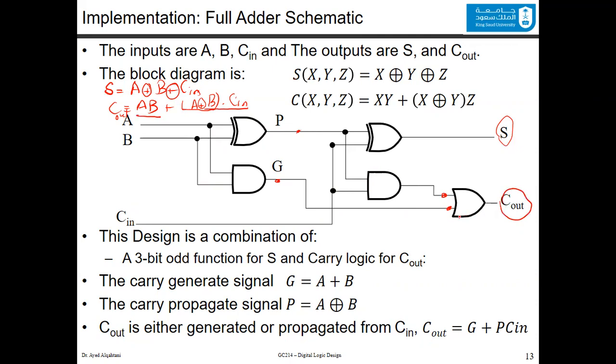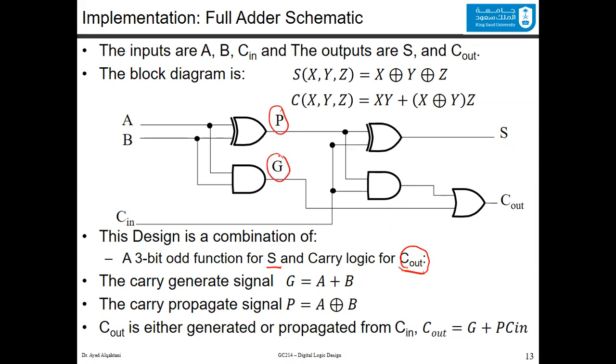Now, as you can see, this design is a combination of a 3-bit XOR for the sum and a carry logic for the carry out. Also, the carry out is based on the propagate and generate. Again, the propagate is the XOR function, and the generate is the AND function.